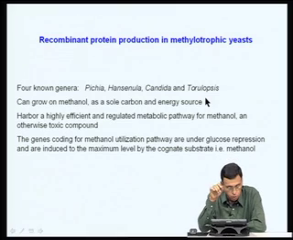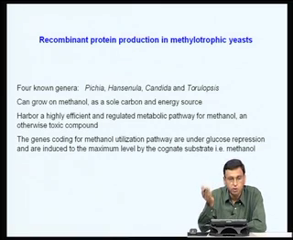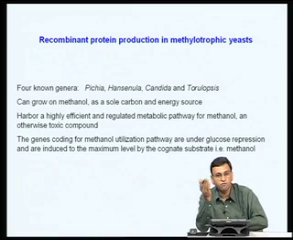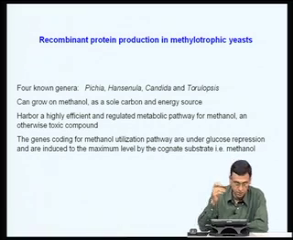These are called methylotrophic yeasts because they can use methanol as a sole source of carbon, whereas Saccharomyces cerevisiae cannot use methanol as a carbon source. It can only use either glucose or glycerol or fatty acids as a carbon source. It cannot metabolize methanol because the enzymes required for methanol metabolism are not present in Saccharomyces cerevisiae.